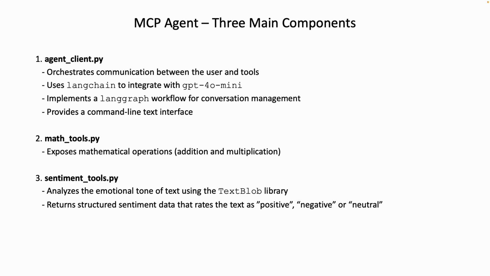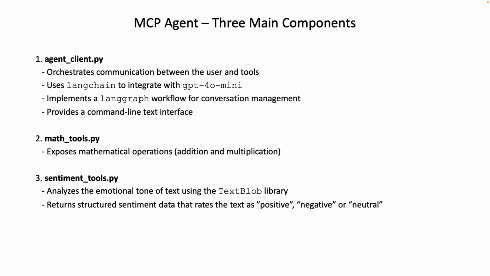The following two components are specialized MCP servers. First, we have math tools. This exposes two mathematical operations of addition and multiplication. And the second, sentiment tools, analyzes the emotional tone of text and returns a structured sentiment data that rates the text as positive, negative, or neutral.